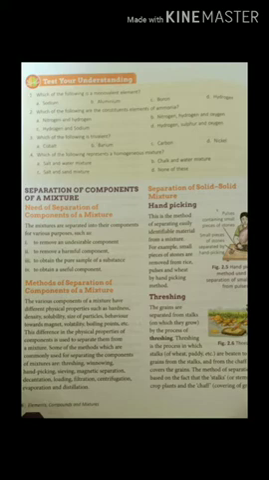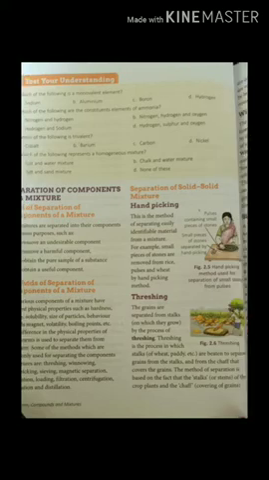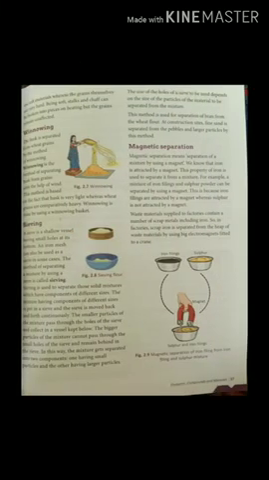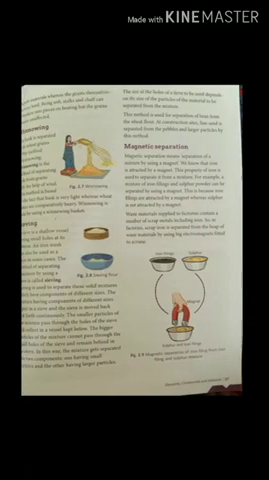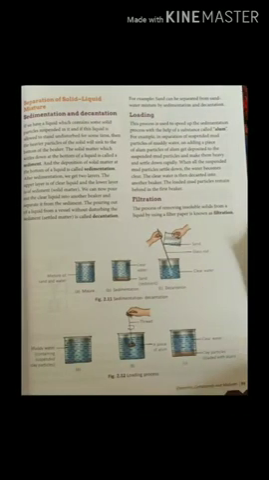Okay. So see, the various methods are given. Hand picking, threshing. The next is winnowing, sieving, magnetic separation. Okay. Next is sublimation. So these are the methods of solid mixture separation. Then we also have to learn solid-liquid separation.